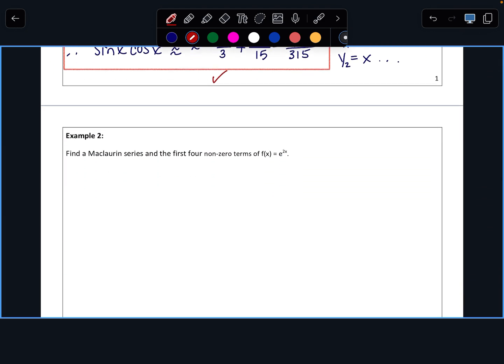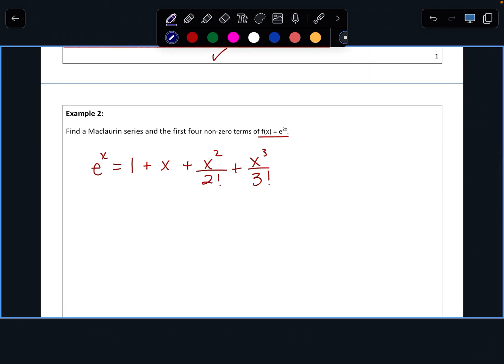Find a Maclaurin series and the first 4 non-zero terms of f of x equals e to the x. Well, this one's kind of easy, and this gives another example of the series: 1 plus x plus x squared over 2 factorial plus x cubed over 3 factorial. Okay, so that gives you the 4 non-zero terms of e to the x.